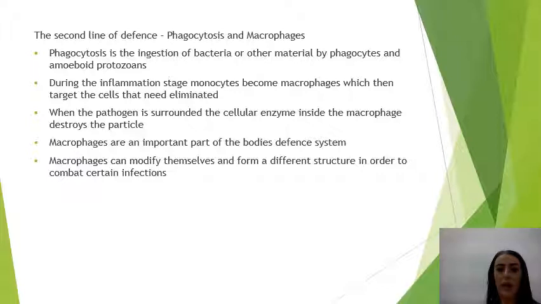I'm now going to be talking about phagocytosis and macrophages. Phagocytosis is the ingestion of bacteria or other material by phagocytes and amoeboid protozoans. During the inflammation stage, monocytes become macrophages, which then target the cells that need eliminating. When the pathogen is surrounded, the cellular enzyme inside the macrophage destroys the particle. This is why macrophages are an important part of the body's defense system. Macrophages can also modify themselves and form a different structure in order to combat certain infections.